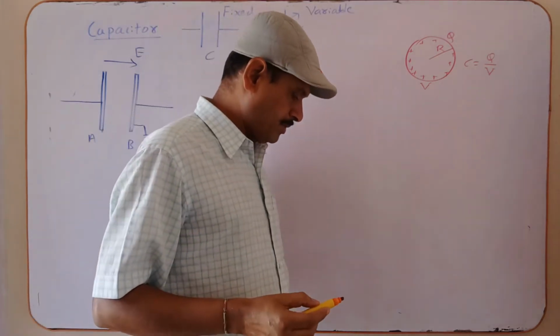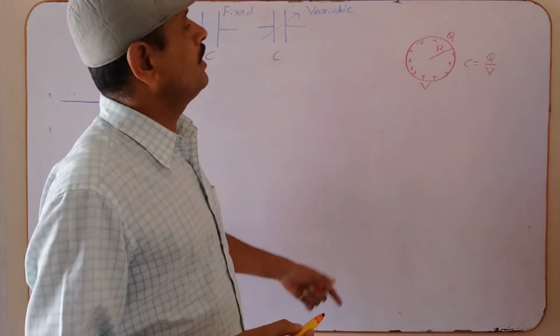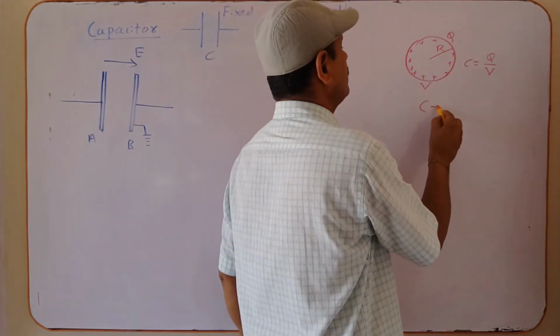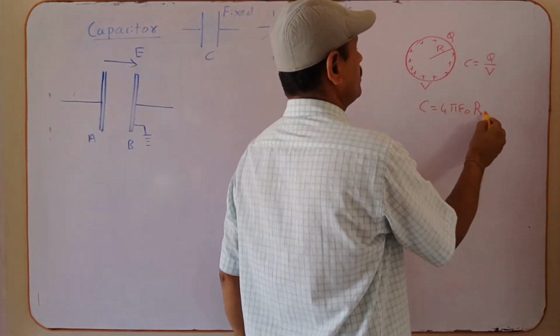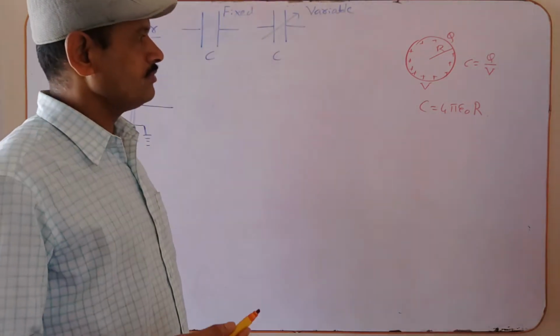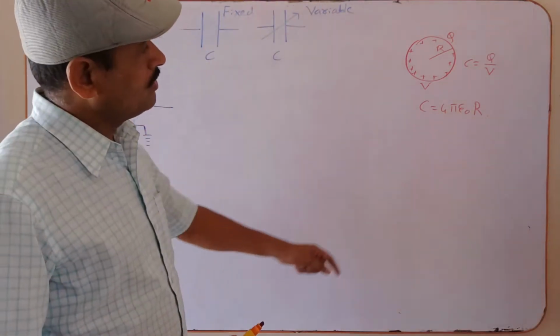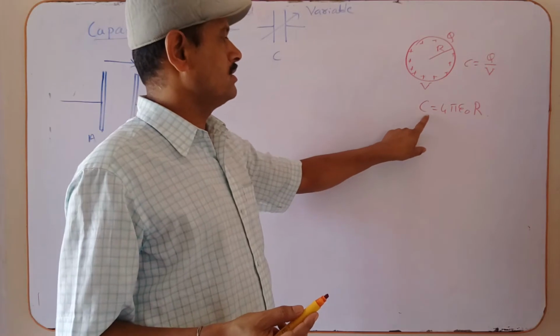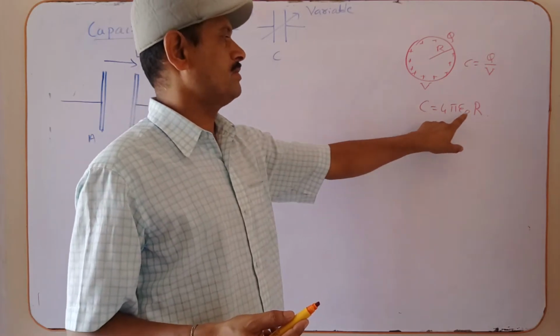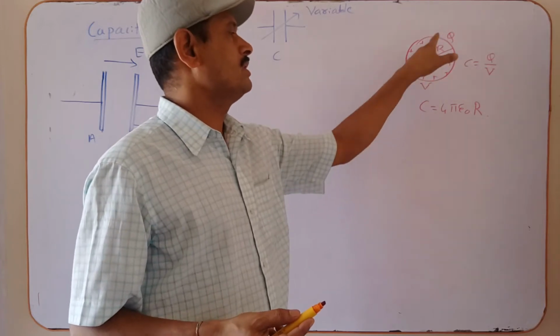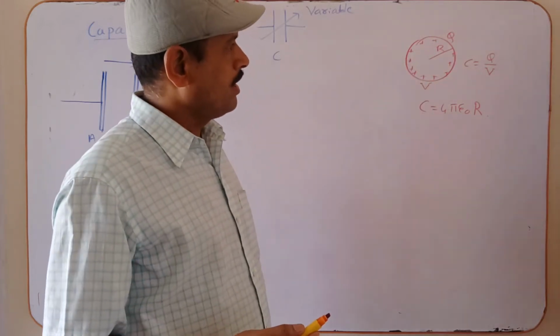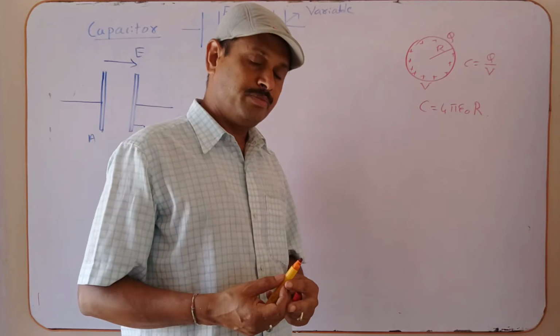Then in the previous video clip, the capacitance of the spherical conductor you got is 4 pi epsilon naught into capital letter R. Now, what is the C here? Capacitance. What is epsilon naught? Permittivity of the free space. What is our R? The radius of the spherical conductor.